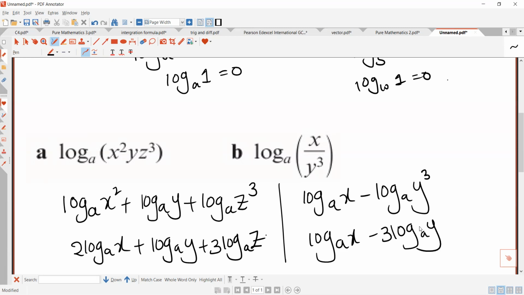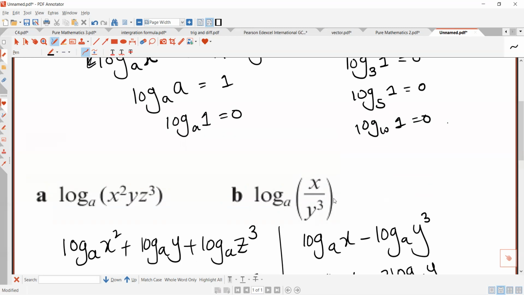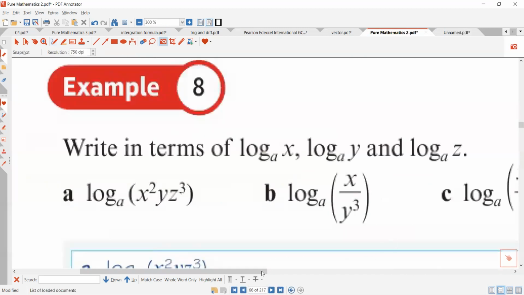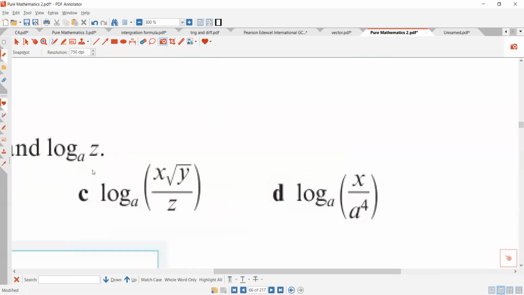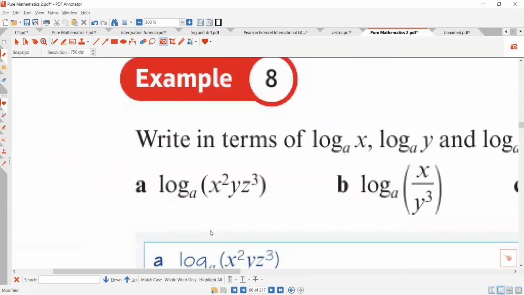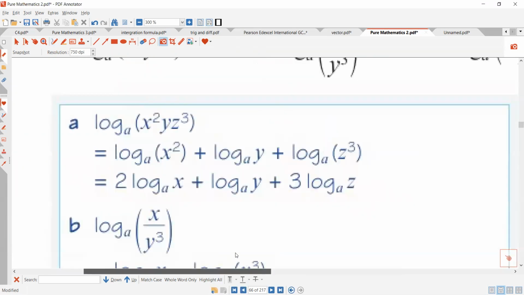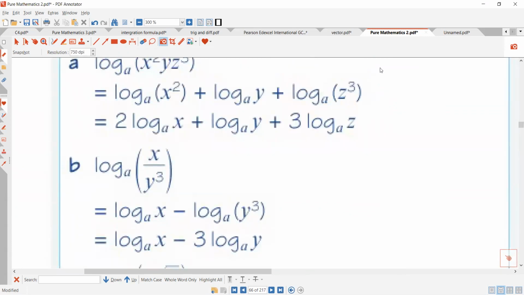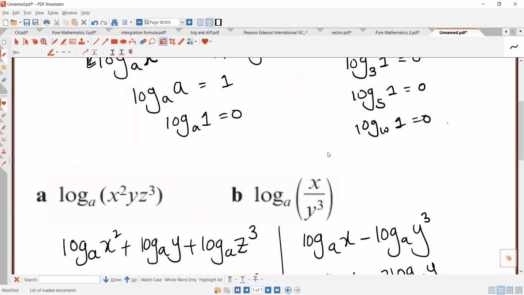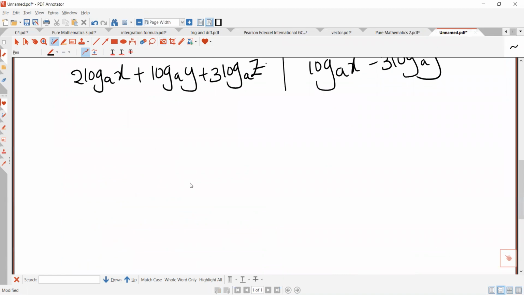Done? Okay. Now let's do C and D. I think it's correct. Wait, let me show you that. 2 log A x plus log A y, 3 log A y. Yeah, done. Let's do this.